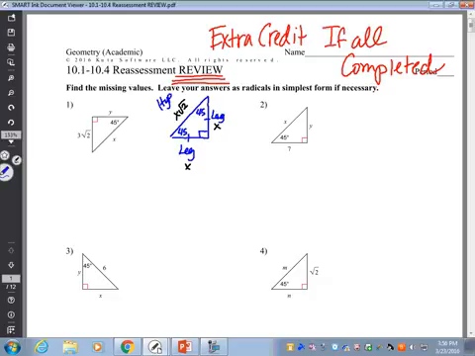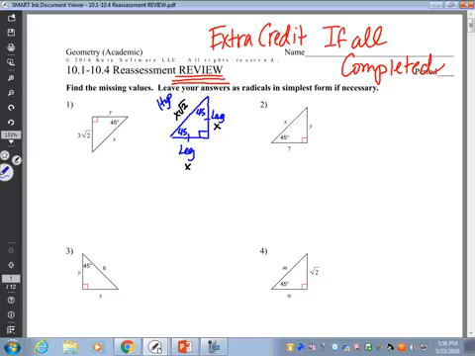Alright, so the two things you need to understand, anytime I go from a short side to a bigger side, you multiply. If I go from a big side to a smaller side, trying to find the smaller side, you divide. This is basically just dealing with multiply by square root of 2 or divide by square root of 2.